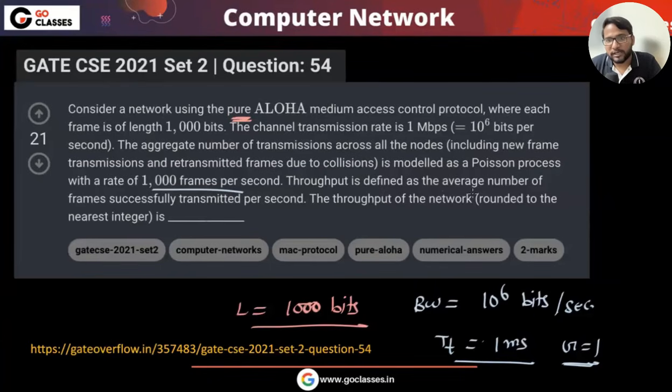Throughput is defined as the average number of frames successfully transmitted per second. In frames per second, they are saying the throughput. So they are asking for the throughput. So G is given to be 1. I think this is a very easy question. So G is given to be 1. Can you tell me the throughput?